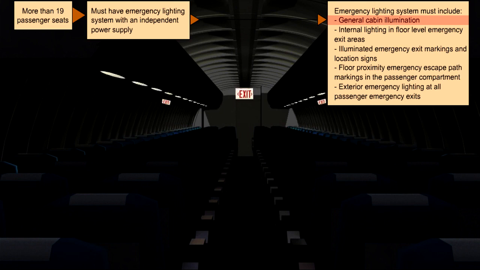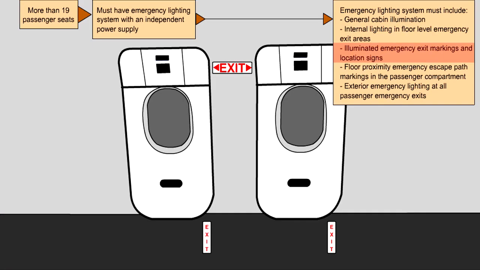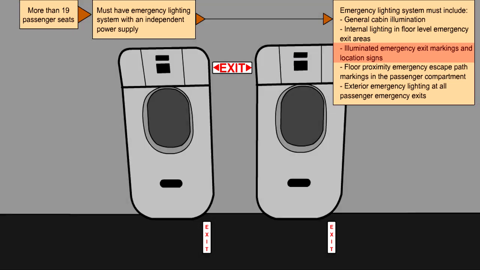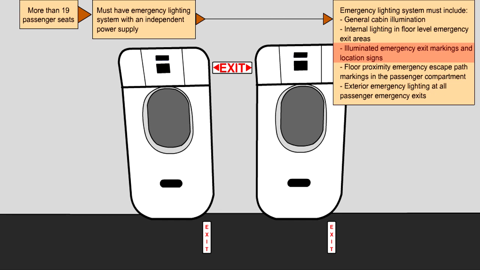General cabin illumination may be provided by white lights in the ceiling along the aisles and at the emergency exit locations. There may also be white lights located low down on the sides of the passenger seats to illuminate the escape paths. Exit location signs must have red letters on a white, electrically illuminated or self-illuminated background. The emergency exit signs must be repeated at low level.